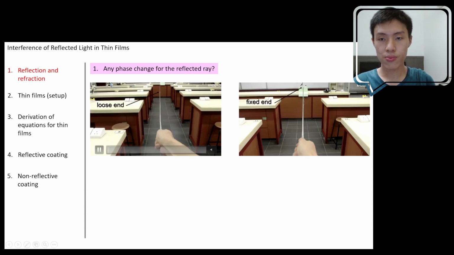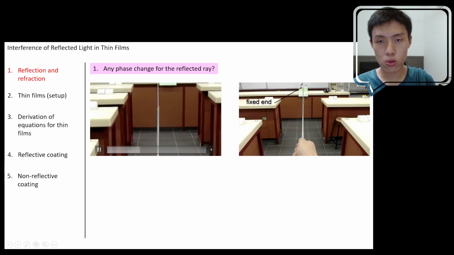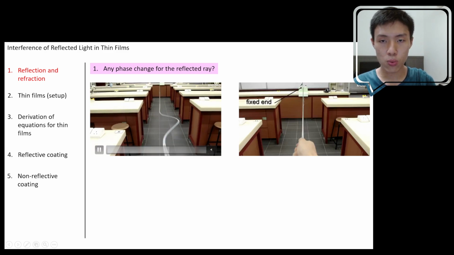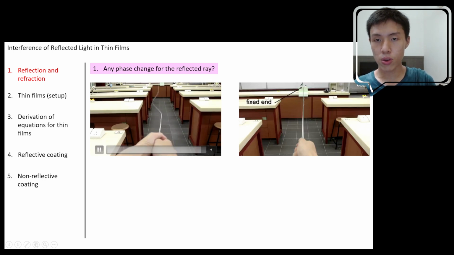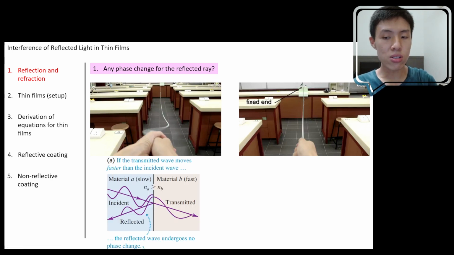Let's have a look. Here you have a Slinky spring, a very long spring connected to a loose end, just a string over here. You can see that when we transmit a wave on the right, it will come back on the right hand side. Whereas if we transmit a wave on the left, it will come back on the left hand side. So in this case, we can say that this is similar to the case where there is no phase change.